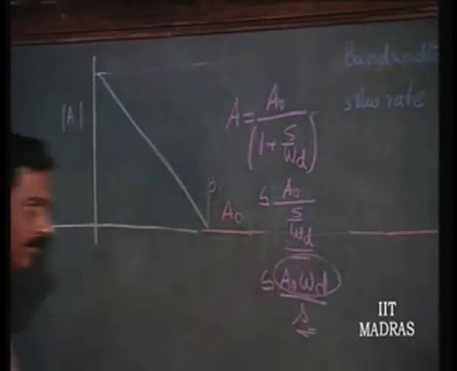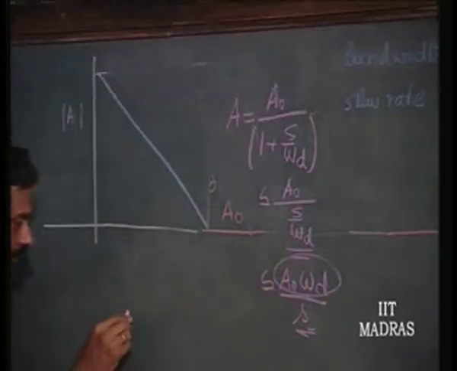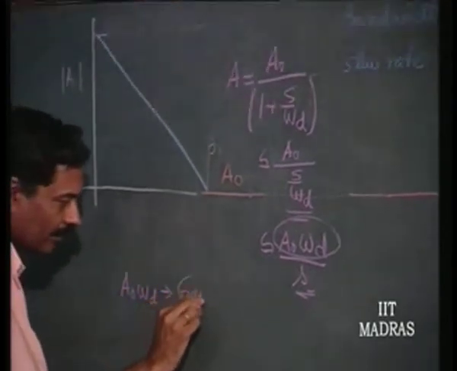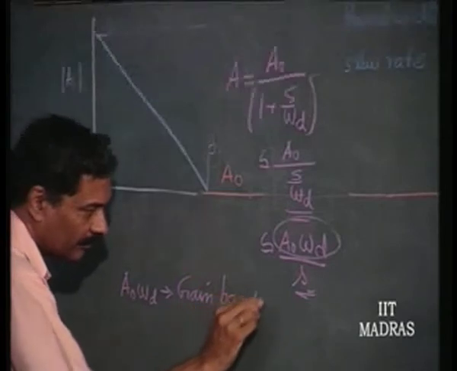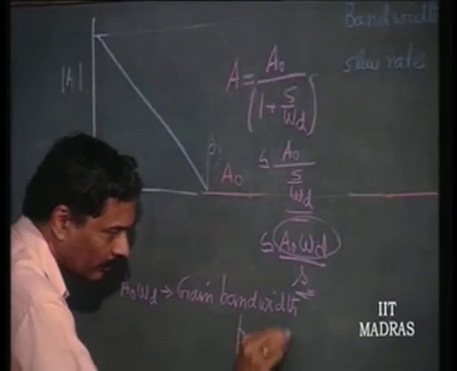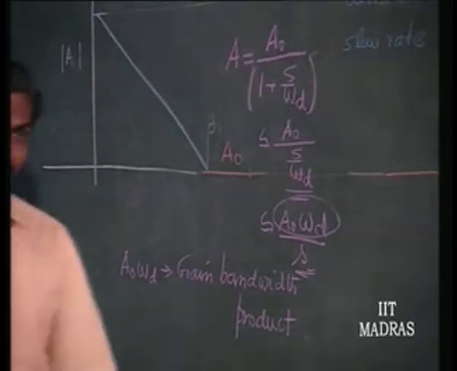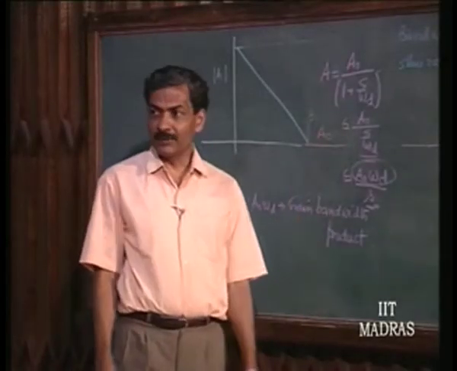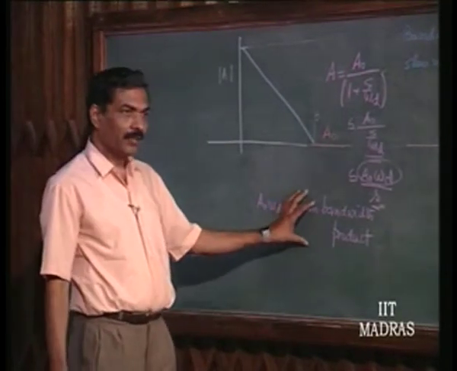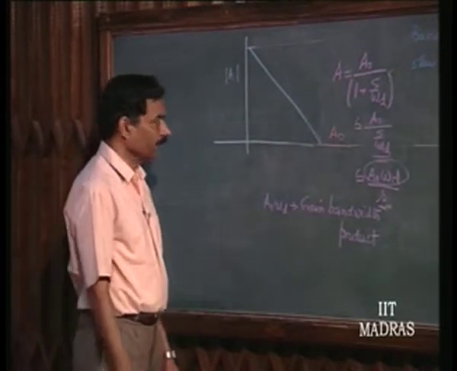This is called gain into bandwidth. So, A naught into omega d is called an important parameter, which is the gain bandwidth product of the op amp, which is a measure of the quality of the op amp, up to what frequency it can be used, etc., with what value of gain. So, this is a measure of the quality of the op amp, an important small signal parameter.